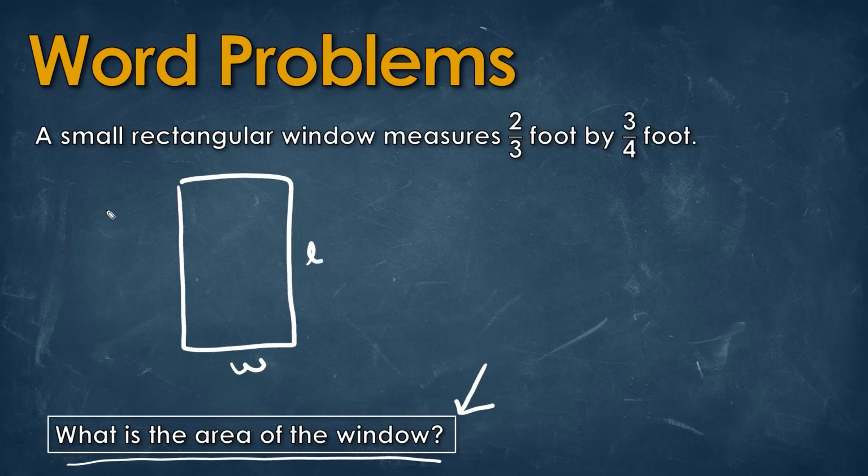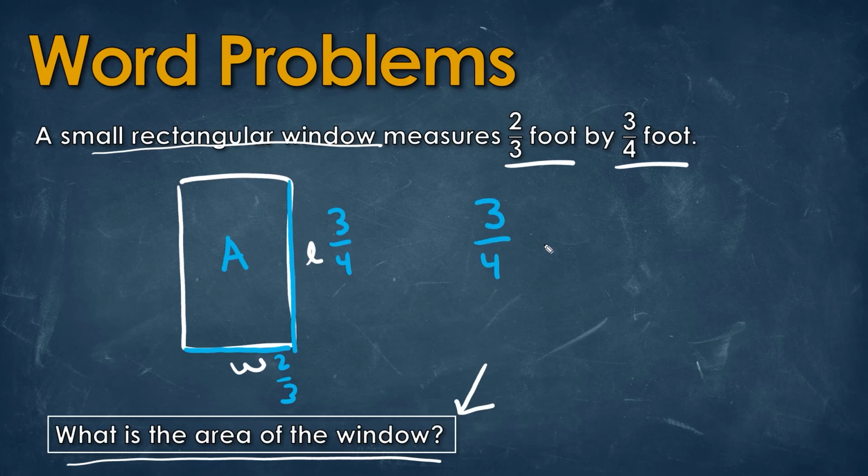And if we read the word problem, it says we have a small rectangular window that measures 2/3 feet by 3/4 feet. So we'd have 3/4 and 2/3. And to figure out the area of an object is the multiplication of that side times that side. Being multiplication, we're going to multiply these two fractions. And so we can set it up like this to help multiply.